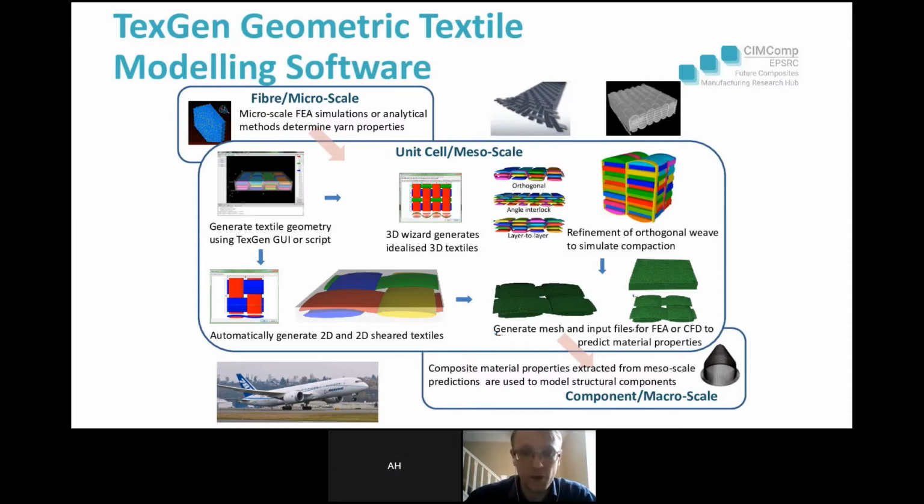At the mesoscale, where TexGen is used, we look at the internal structure of textiles. We look at individual tows and how they interlace with each other, but we do not look at individual filaments. Using TexGen and its graphical user interface, it's possible to create different 2D and 3D textiles, including orthogonal, angle interlock, and layer to layer. Then it's possible to create input files which can be used for finite element solvers or for CFD solvers to predict material properties.